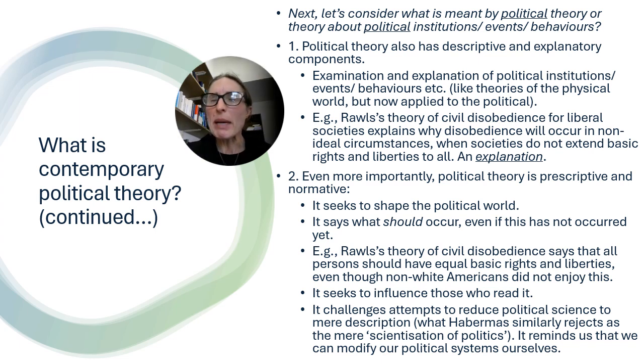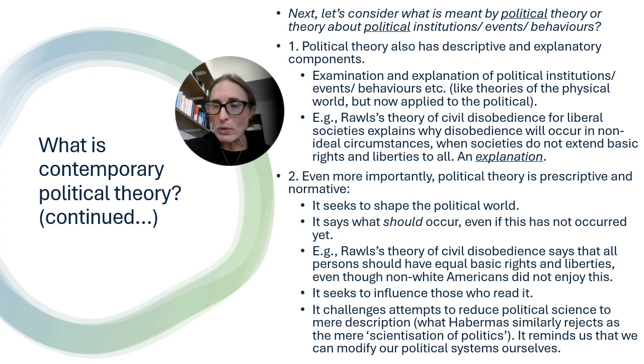Next, let's consider what's meant by political theory, or theory about political institutions, events and behaviours. So this is theory that applies not to the natural world anymore, but to those institutions to which we assign the adjective political. Institutions that apply to the public, that apply to all people, that involve or rely on or embody values that we also think, at least in a liberal democratic society, should be acceptable to those people to whom they apply. Public in this sense.